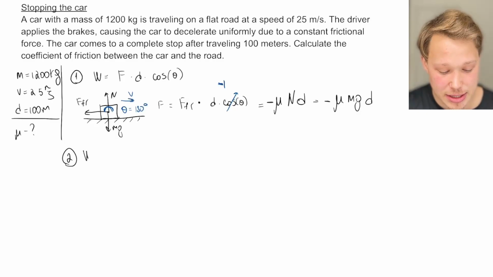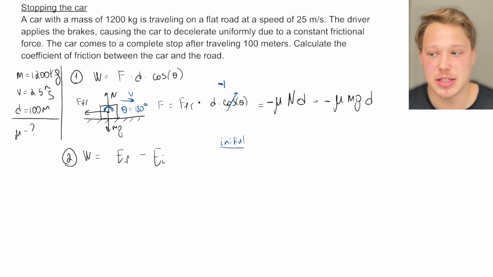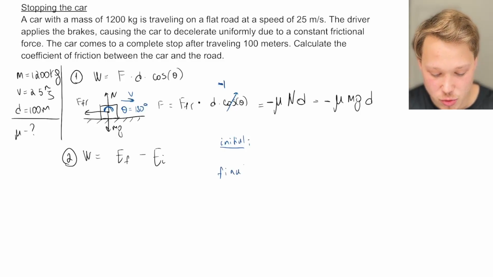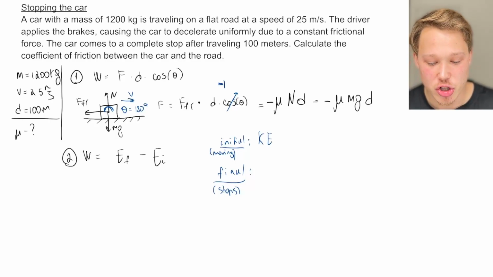Now let's take a look at the second equation for work, that is equal to final energy minus initial energy. So what is our final and initial moment? Our initial moment is when the car is moving, essentially when the car has some sort of velocity. Our final moment is when the car stops. So initially, does it have velocity? Well, yes, because we're saying it's moving. So if it has velocity, it has kinetic energy. The car is on a flat road, so there is no potential energy because there's no height and there's no spring in the question. So only kinetic energy.